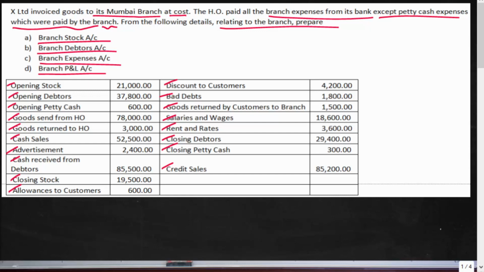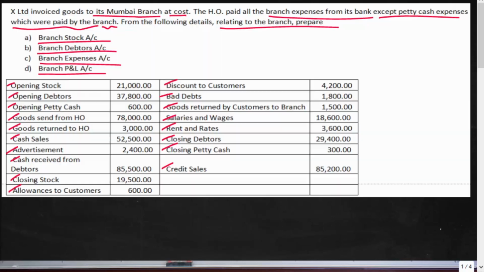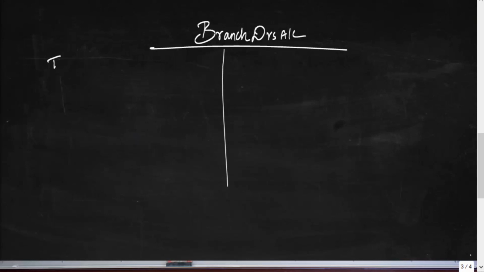Item number 1 is opening stock, so that will go to branch stock account and it is 21,000. So we'll write to balance brought down, it is 21,000. Item 2, opening debtors 37,800. So do we have branch debtors account? Yes. To balance brought down 37,800.